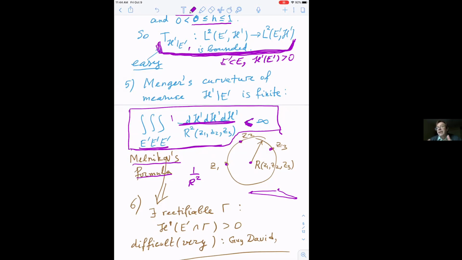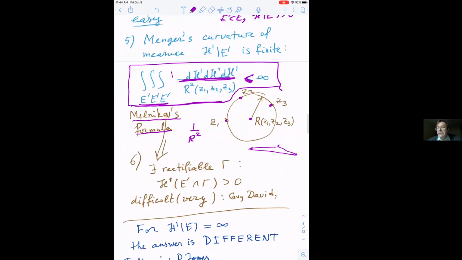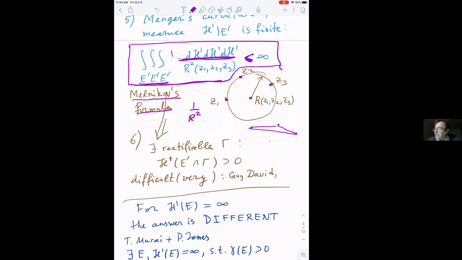You have this curvature finite. And now it's easy to believe that if you have many such triples of this type, maybe it means that there exists a rectifiable gamma that intersects the set E on a positive measure, because there are many, many triples which are so flat. It's again not us. It's a super difficult geometric thing. It's Guy David and Jean-Christophe Léger.